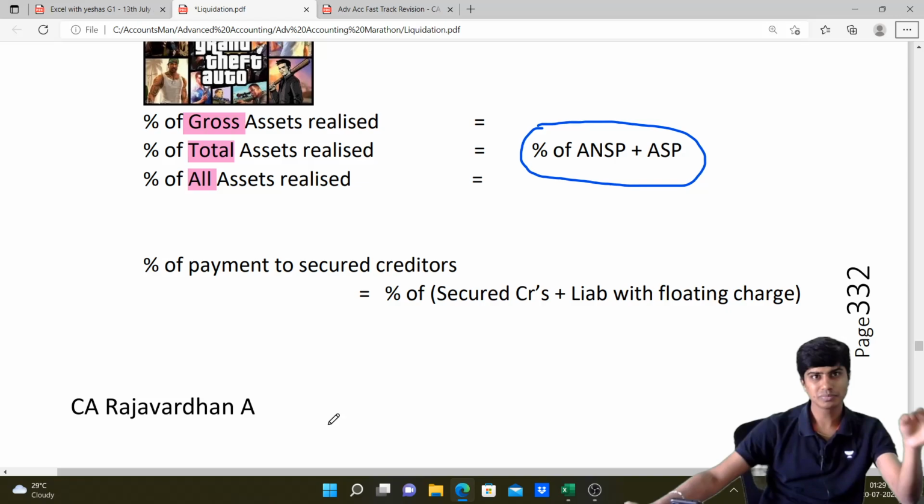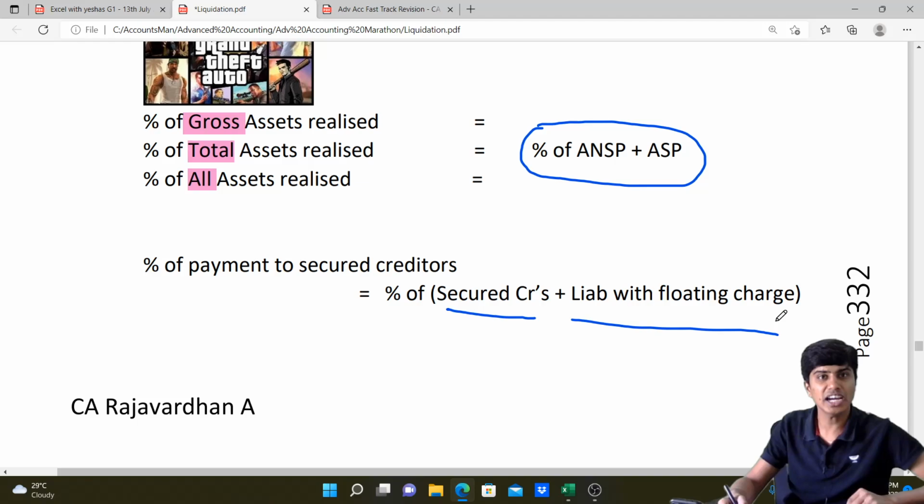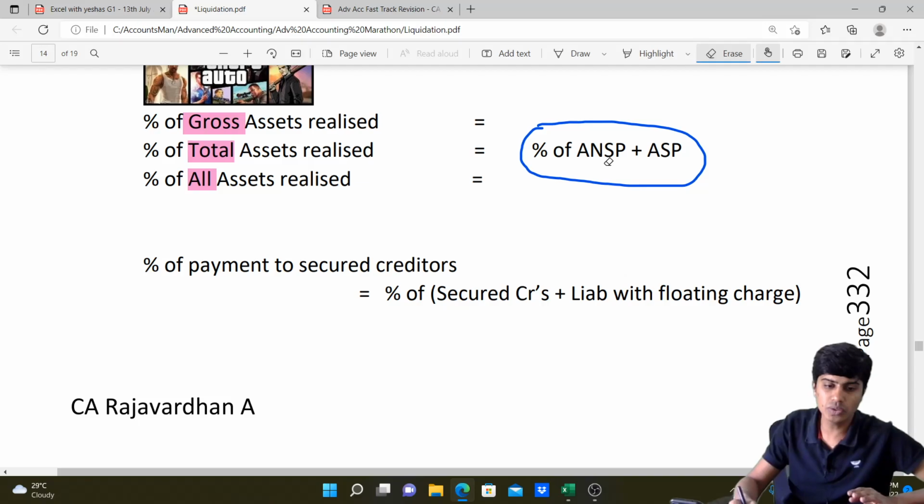List B. The point is we should take the total of list B plus list D. List D is also secured, not by a fixed charge but a floating charge. But charge is charge. So when they say secured creditors, they don't just mean list B. It is list B plus list D. Both together are to be the base on which we apply that percentage to compute the remuneration payable to the liquidator.